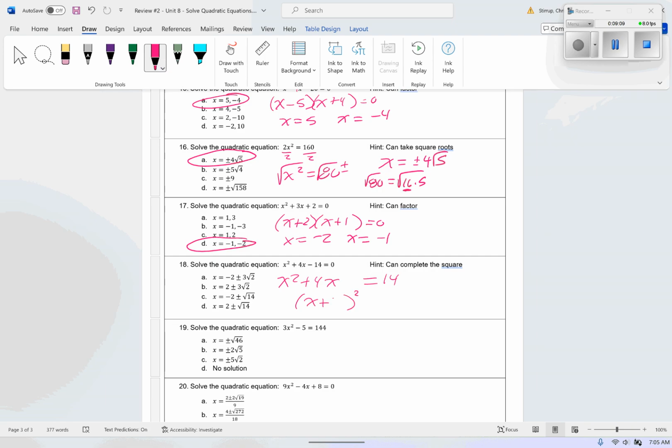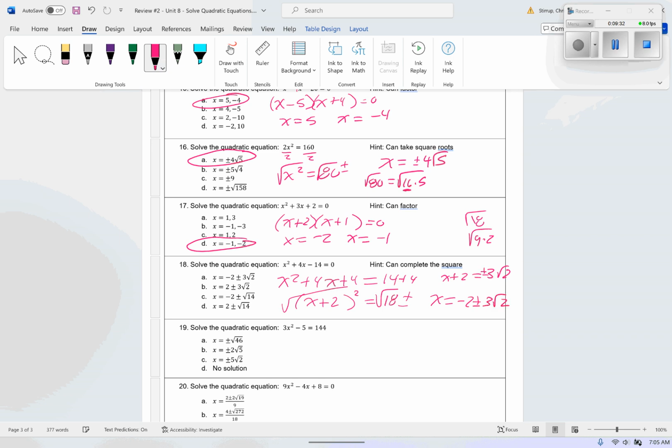Half of 4 is 2. 2 squared is 4. So add 4 to both sides. So that's going to give me 18. Root, don't forget the plus minus. So I get x plus 2 equals plus or minus root 18, which is going to break down to 9 times 2. So that's going to give me 3 root 2. Don't forget that plus minus. Subtract 2.